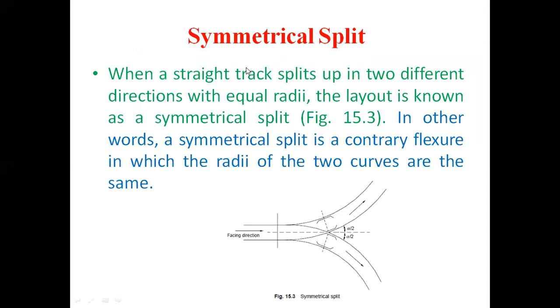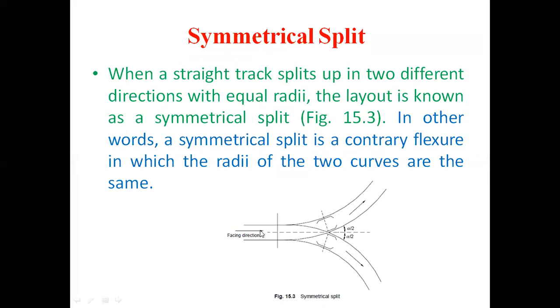The symmetrical split. When a straight track splits into two different directions with equal radii, the layout is known as symmetrical split. In other words, a symmetrical split is a contraflexure in which the radii of the two curves are the same. Here, the main line is split into two branch lines. The main line is passing in this direction if you observe, and a symmetrical split of the same radii.